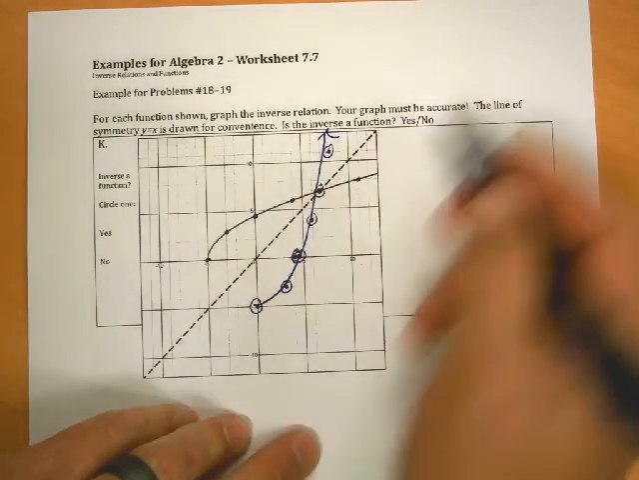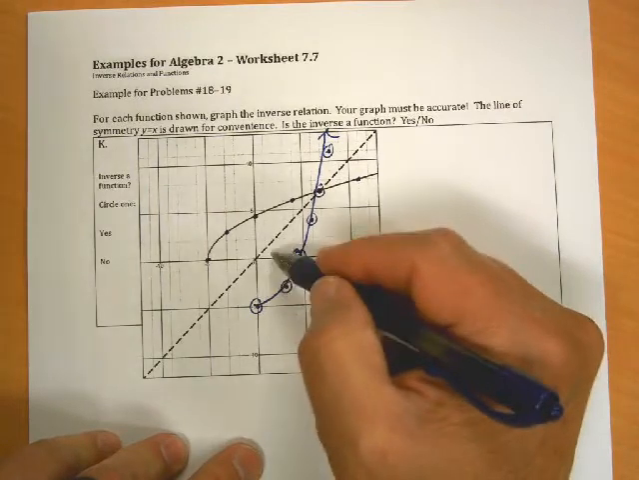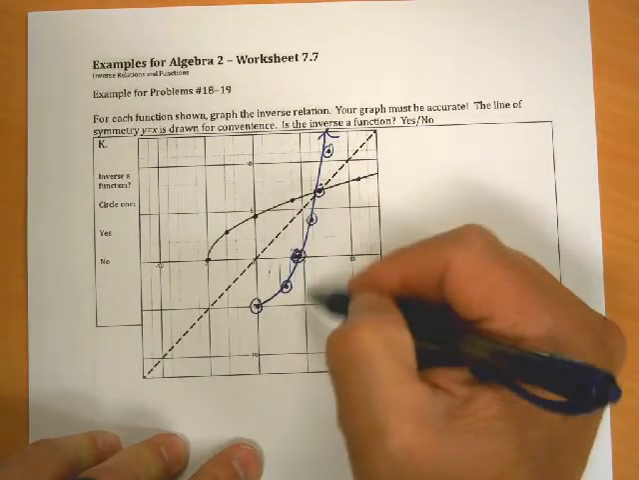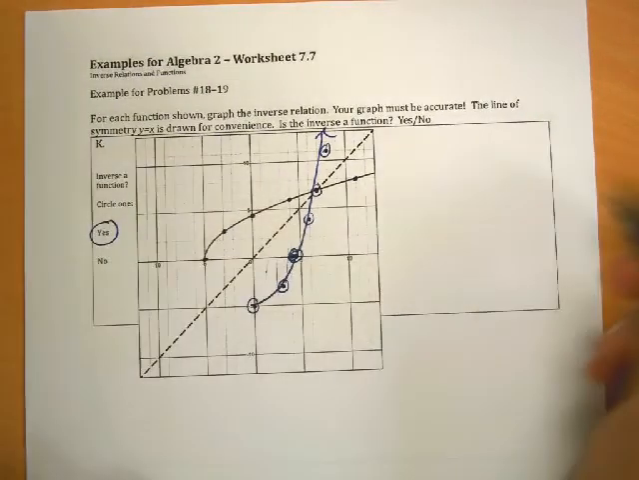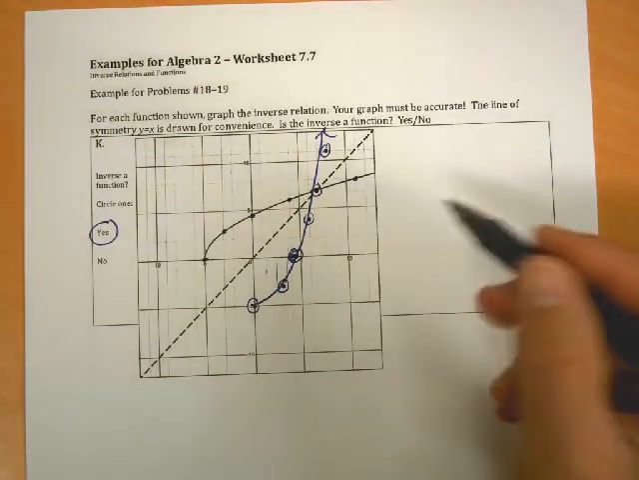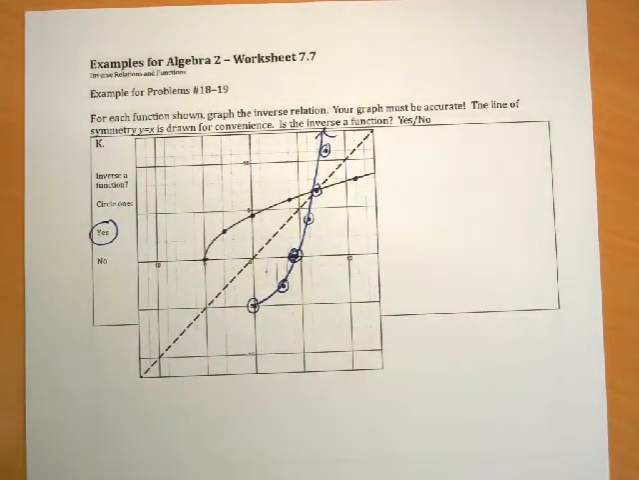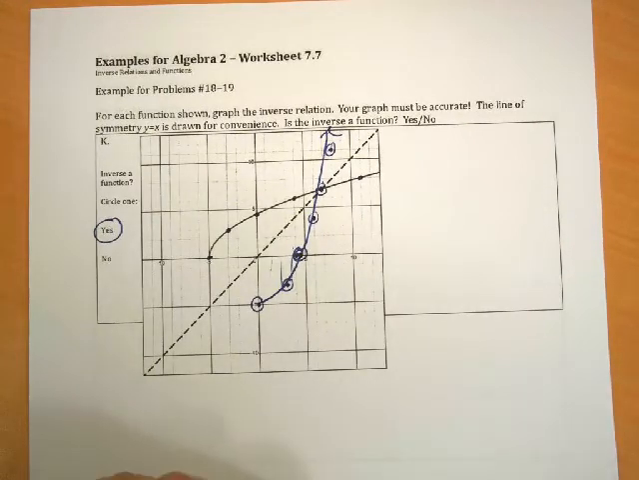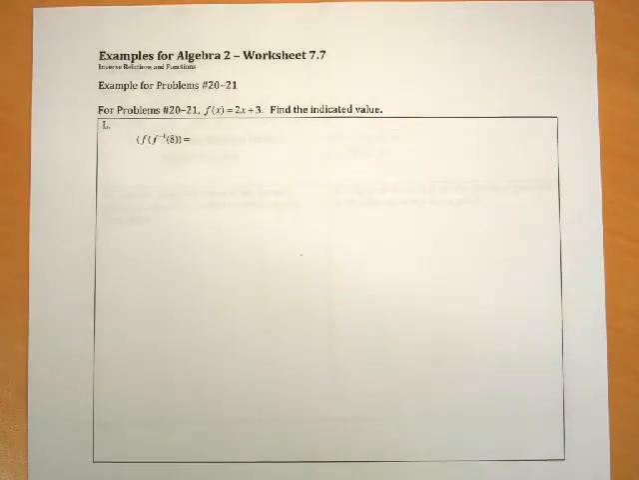And it says, is this a function? Well, it passes the vertical line test if I draw lines here. So this one's a yes. And it's talking about the inverse you just drew. Okay? So that does it for problems 18 and 19. They're both done the same way.